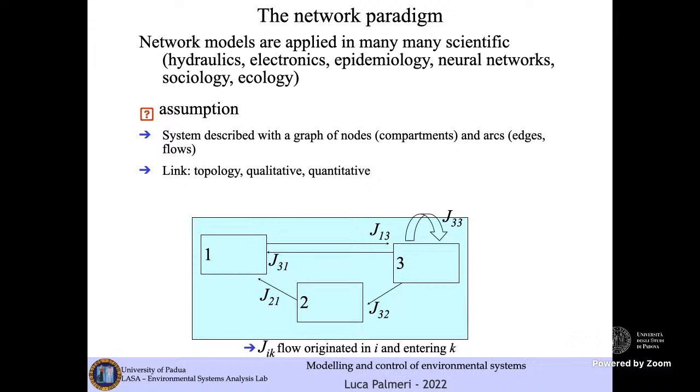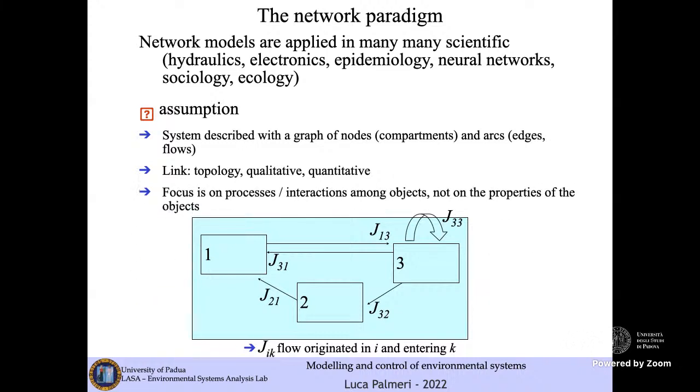I recall to you that the powerfulness of this approach is that of providing a way of calculating overall indicators, like, for example, the total system throughput, TST, that is the sum of all the flows that are happening in the system. And this way of describing is very particular: the focus is on processes, on interactions among objects, and not on the properties of the single object. So what we are describing here are really interactions and not the properties of the single objects that are interacting.